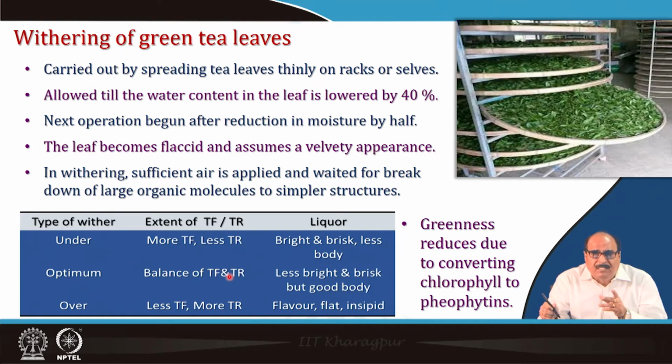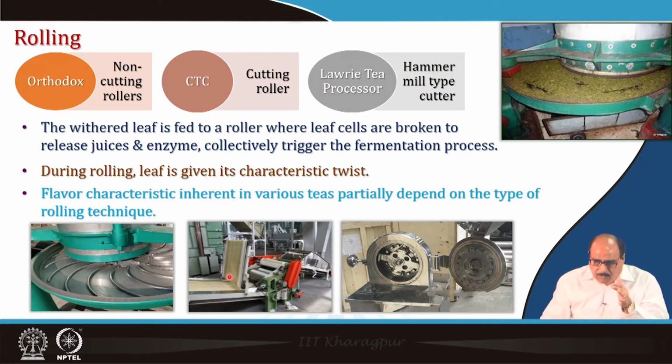Greenness reduces due to conversion of some of the chlorophyll to pheophytin. So, the green color of the leaf is reduced a little bit during withering, but the thing here is that about half of the moisture is removed from the leaf, and around overnight, about 18 to 20 hours, is given for the conversion of some other products also.